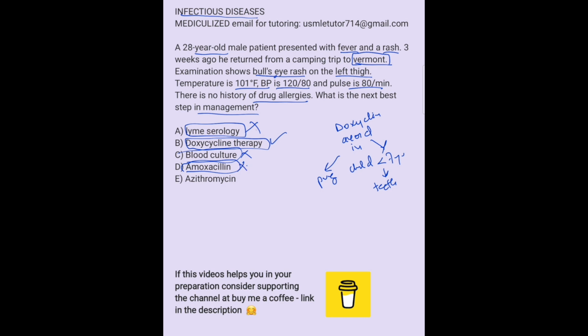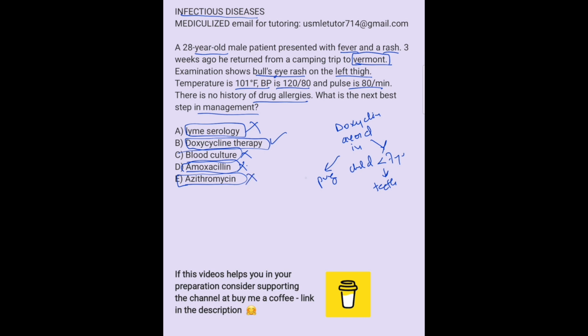Here, doxycycline is the right answer, because the patient in the vignette is a 28-year-old male. There's no pregnancy in the vignette, and the patient is not less than 7 years old. So then we have azithromycin. Azithromycin is not typically used for Lyme disease, so that will also not be the right answer.